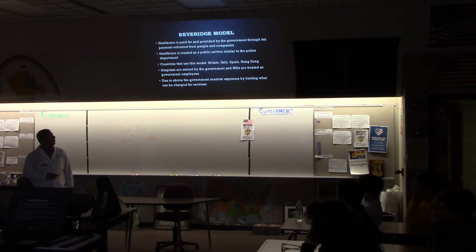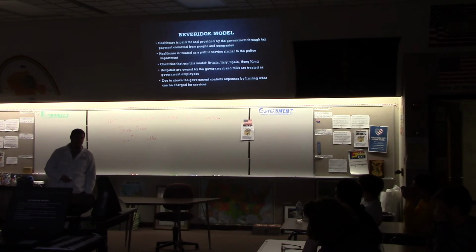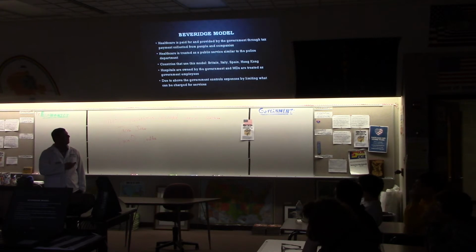The Beveridge model. Healthcare is paid for and provided by the government through tax payment collected from people and companies. Healthcare is treated as a public service, similar to the police department, the fire department. Countries that use this model include Britain, Italy, Spain, Hong Kong. Hospitals are owned by the governments, and medical doctors are treated as government employees. Due to the above, the government controls expenses by limiting what can be charged for services. This is becoming more popular. We'll see how it holds though.